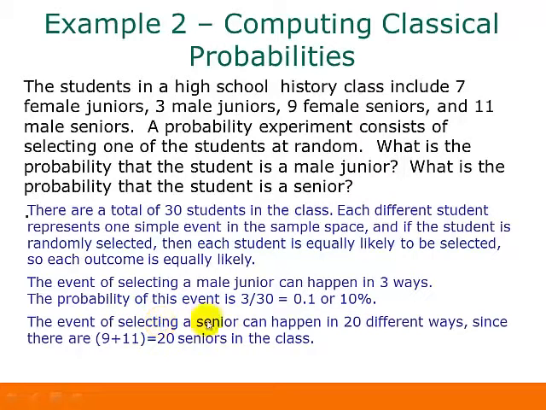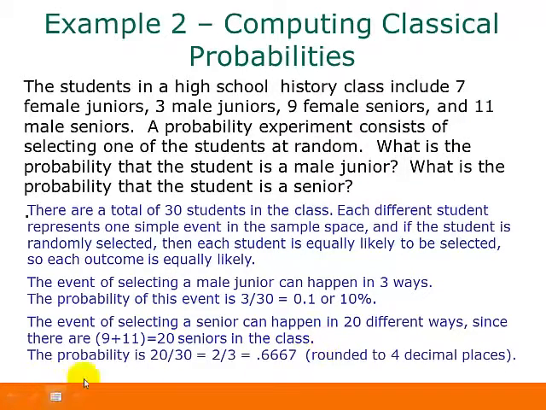The event of selecting a senior can happen in 20 different ways because there are 9 female seniors and 11 male seniors. That gives us a total of 20 seniors in the class. So the probability of selecting a senior is 20 divided by 30, and we can put this in fraction form or we can write it in decimal form, and here I rounded it to 4 decimal places for 0.6667.